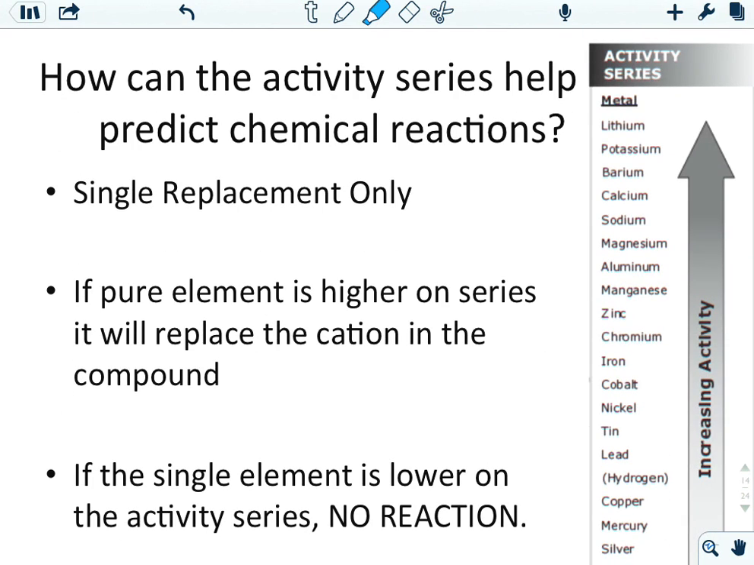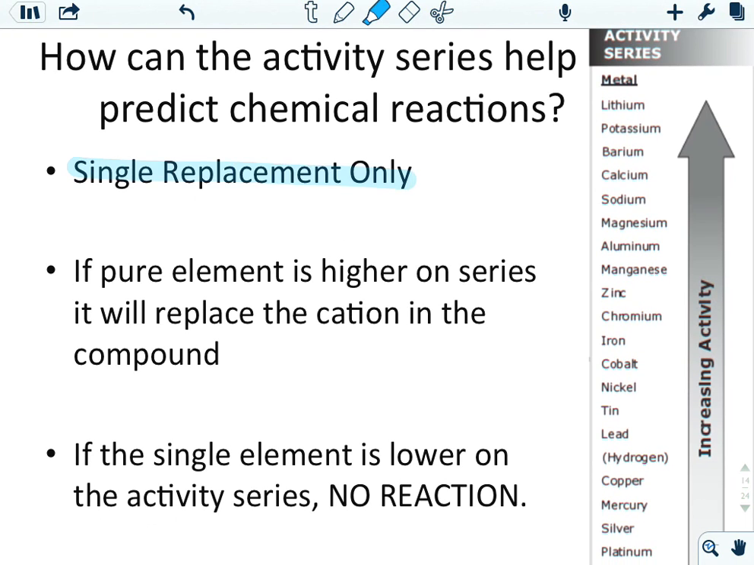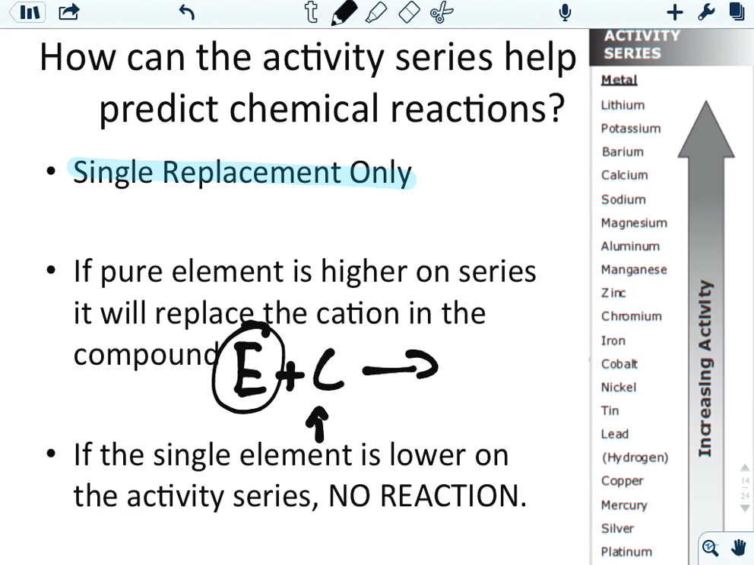So how can the activity series help predict the chemical reaction? Remember, again, it's only for single replacement reactions. We don't use it for anything else. And if a pure element is higher on the series, it will replace the cation in the compound. So in a single replacement reaction, the element plus a compound, if the element is higher than whatever the cation is, so when we have the metal that's bonded in that compound, if the element is higher up, then the reaction occurs. If the single element is lower on the activity series, no reaction occurs.